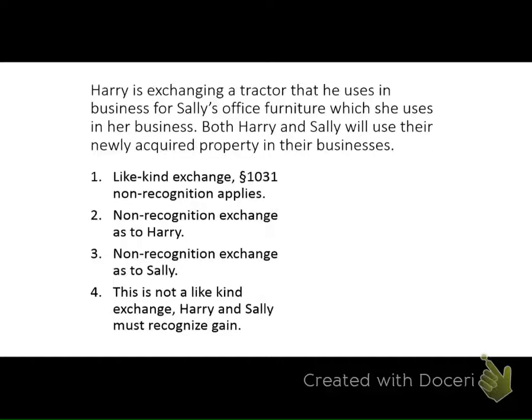We know when we're talking about personal property, we look at the specific class that it would fall in. And a tractor and office furniture are not going to fall into the same asset class. So here we don't have like-kind property. Because we don't have like-kind property, this is not a like-kind exchange for either Harry or Sally, and both must recognize gain on the exchange.